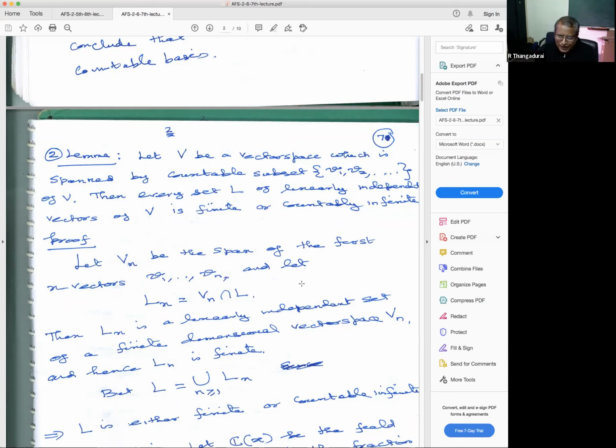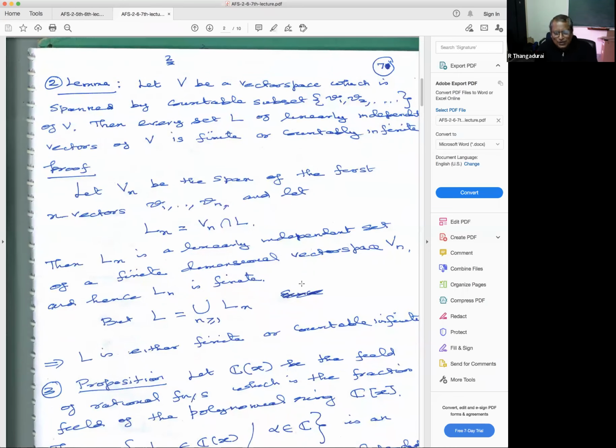Then suppose L is an arbitrary linearly independent set of vectors from V. Then this L is either finite or countably infinite. Nothing else can happen. Intuitively it is also true, because any linearly independent set is going to be a subset of, well, the spanning set can be bigger, but the point is that here it is countable or finite that we are talking about. So how to prove it?